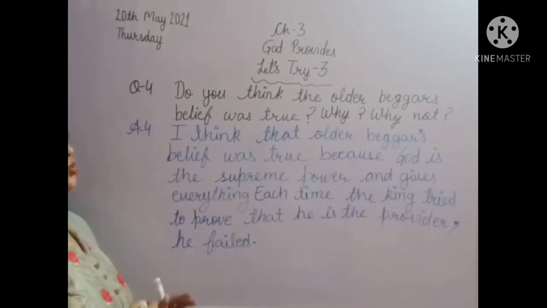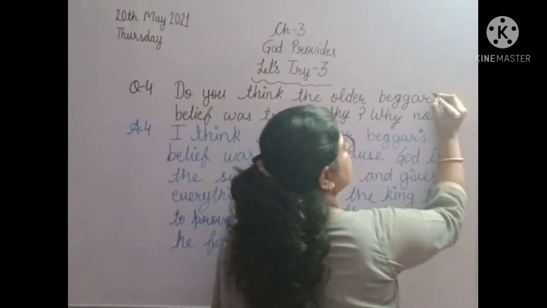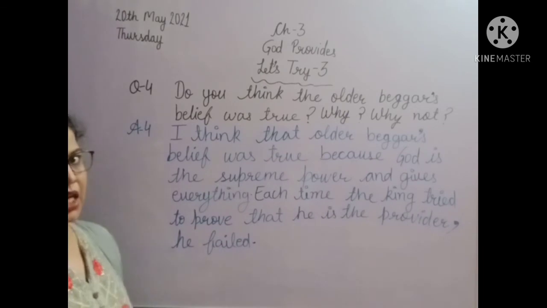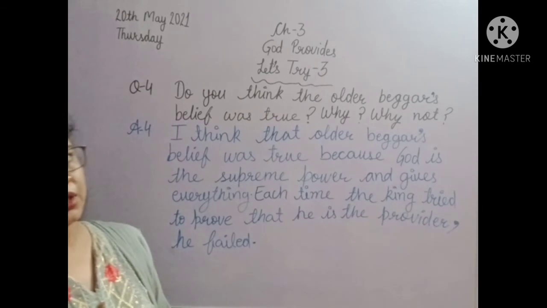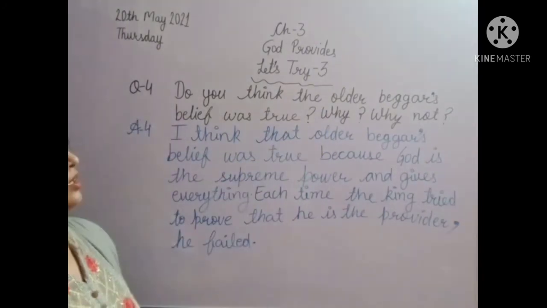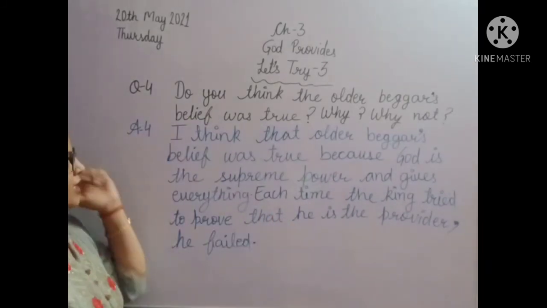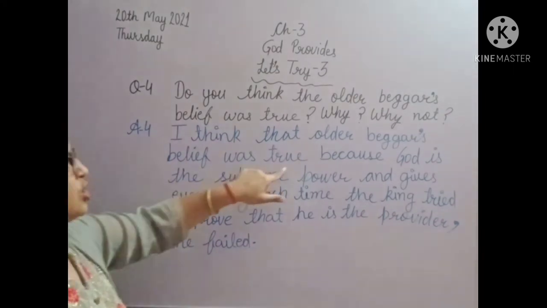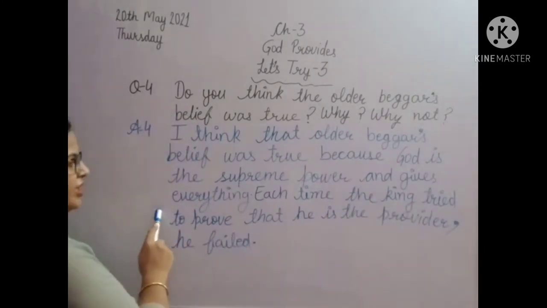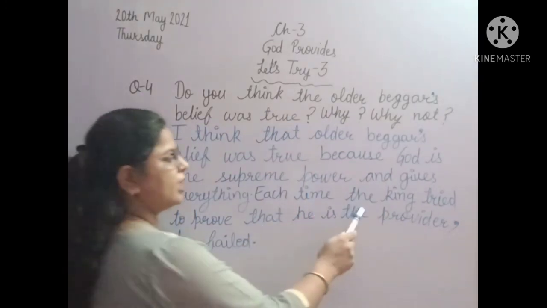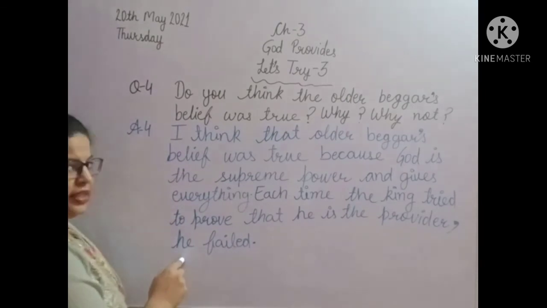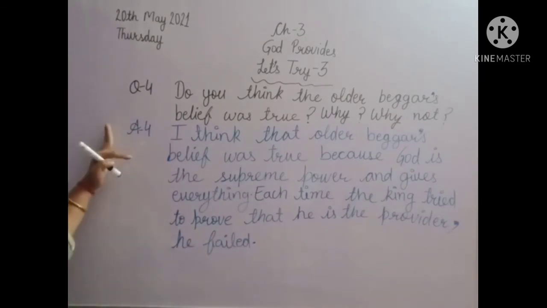So what is the fourth question? The question is, do you think the older beggar's belief was true? It means you have to tell whether you agree with the belief of the older beggar or not. If you agree, then you have to tell the reason, and if you don't agree with the older beggar, then also you have to tell the reason. The answer is, I think that the older beggar's belief was true because God is the supreme power and gives everything. Each time the king tried to prove that he is the provider, he failed. This is the answer of question number 4.